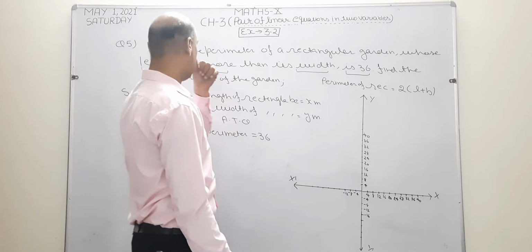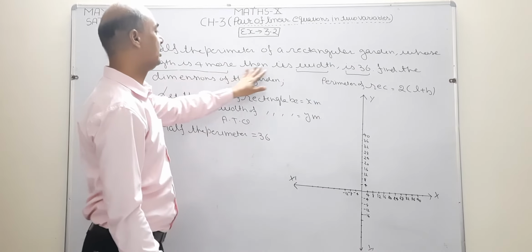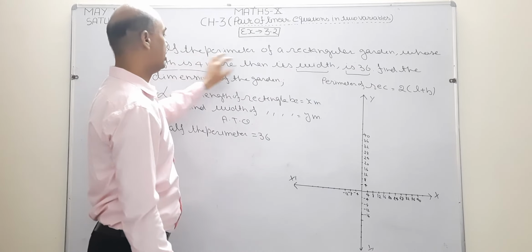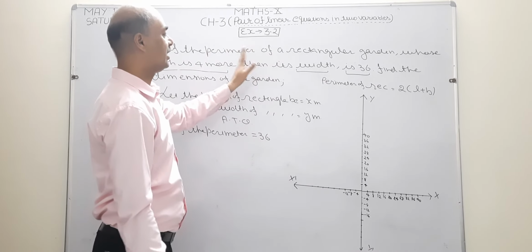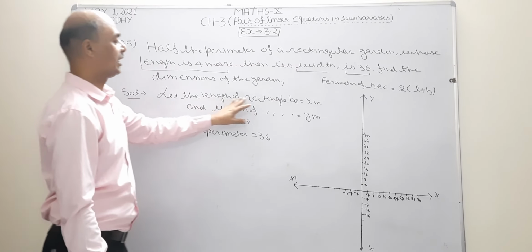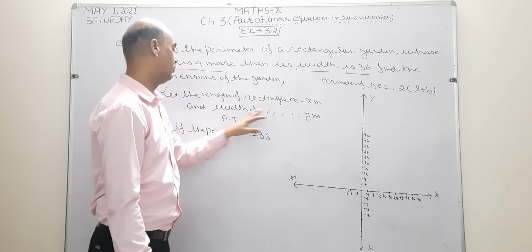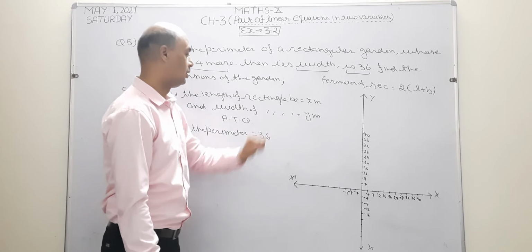Now, in this question, what is given? Whose length is 4 more than the breadth. Comparison is there, but it is not given what the length is and what the breadth is. So I am going to suppose: let the length of the rectangle be x meter and the width of the rectangle be y meter. Width or breadth are the same thing.